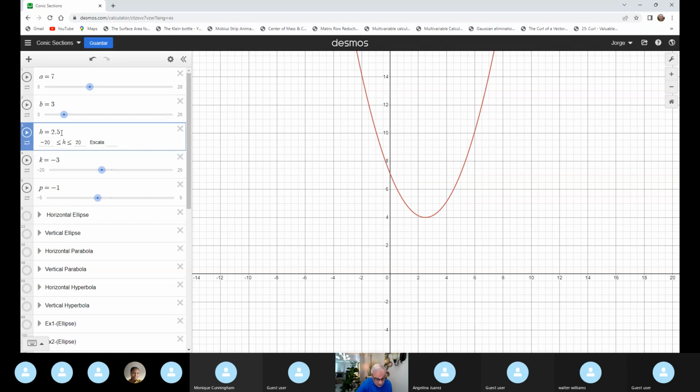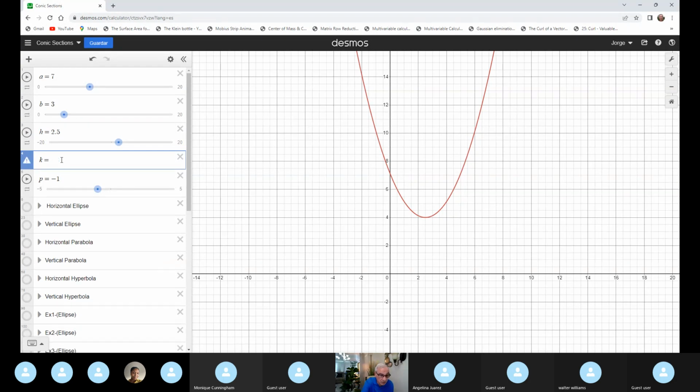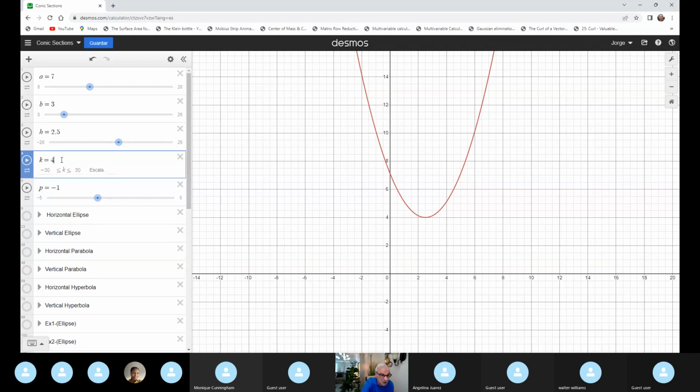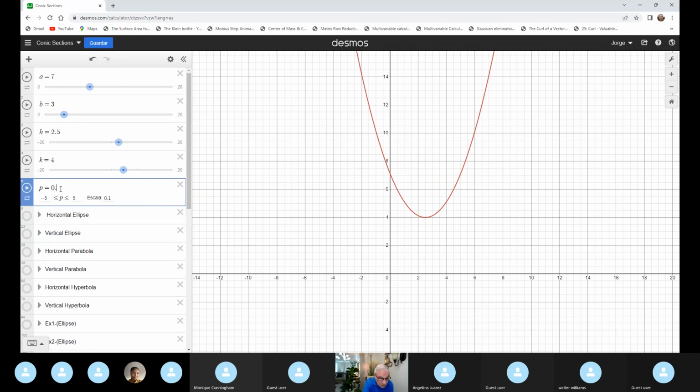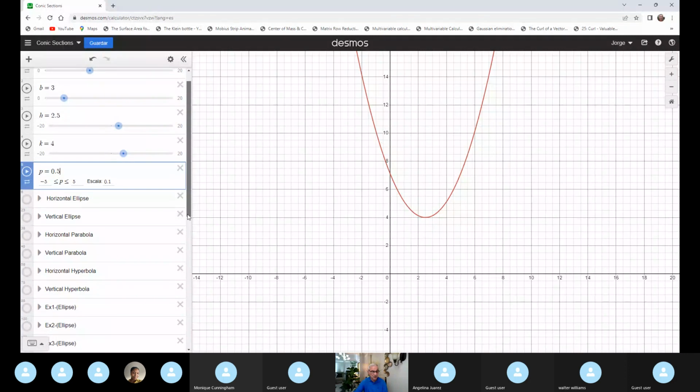k, which is 4, okay, but positive 4, not negative 4, positive 4. It's important, the signs, it's crucial, the sign. And the p was 1/2. You put it like a fraction or like a decimal. I don't know why I like decimal, 0.5. 0.5. Then I classify that our parabola in our problem was or is vertical parabola.